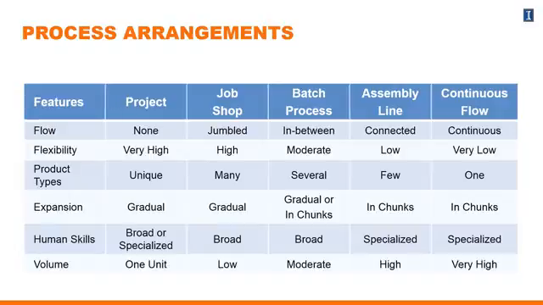Finally, volume. This should be an easy one to look at implications, because a project type of process configuration is put in place for making one unit at a time, versus when you're talking about an assembly line or a continuous flow, these are meant to be high volume. These are meant to be making many units of a product a minute, many units an hour. In fact, they're quite the other extreme. They're making one type of product in very high volumes.